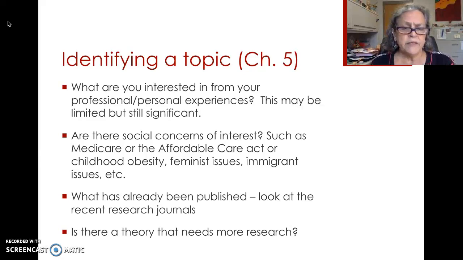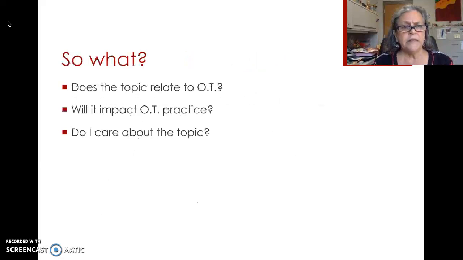There's the occupational science journals. So, take a look at some of these journals, what's been published in the last year. Does any of it sound interesting? Maybe there's a theory you know something about that needs more research. Maybe you're really interested in sensory integration as a theory, and you might want to look at that, something like that. The big thing is, so what?